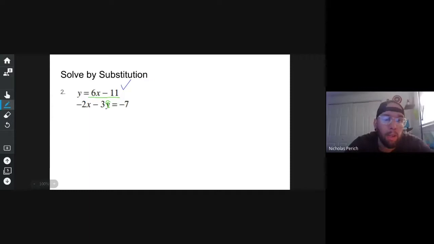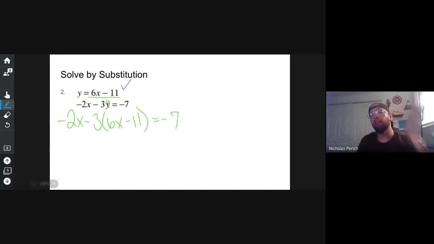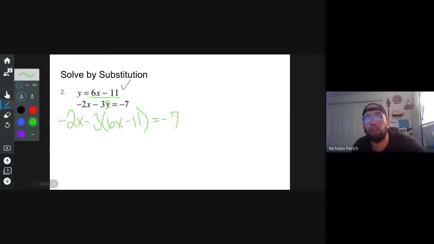So I'm going to rewrite the bottom equation, but instead of writing out y, I'm going to write out 6x minus 11. And then I'm going to finish writing out the bottom equation. What I did is I wrote out the bottom equation and I replaced y with 6x minus 11, because y is 6x minus 11.